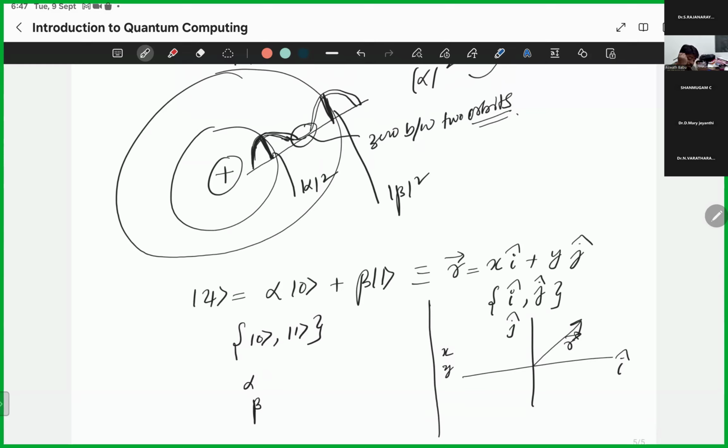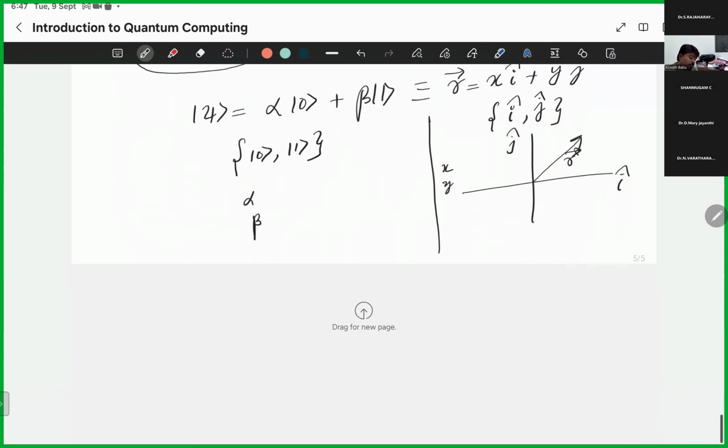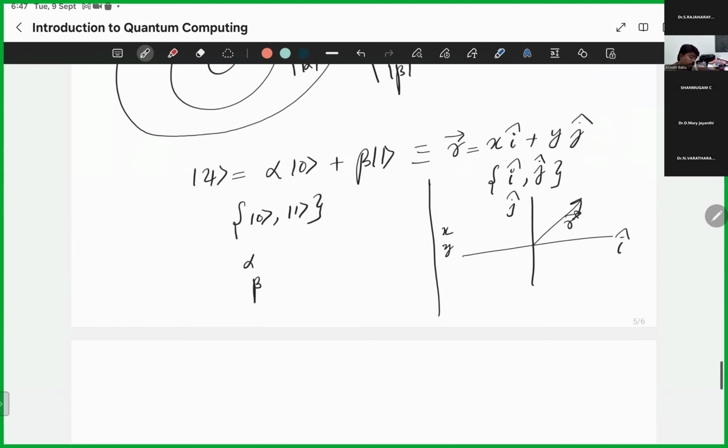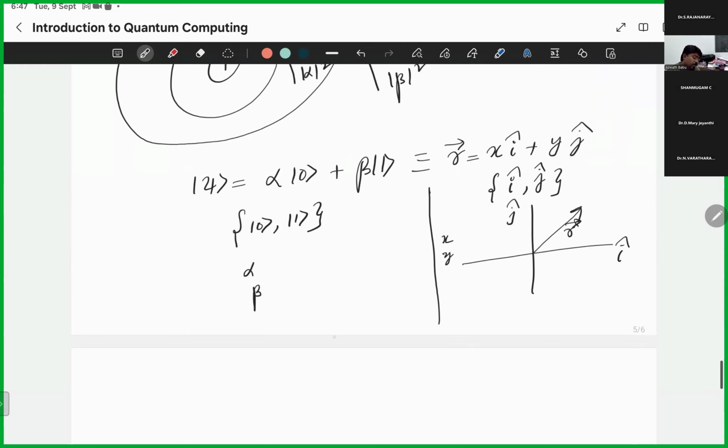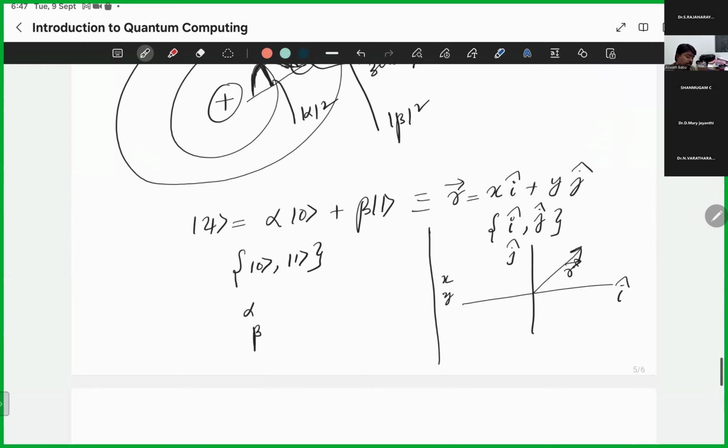But the thing is, as we know, the quantum state should sum to 100% probability. It means the electron cannot exist anywhere else other than these two locations, which means alpha squared plus beta squared must be 1. So to have a resemblance, I'll take a unit circle where x squared plus y squared is equal to 1.